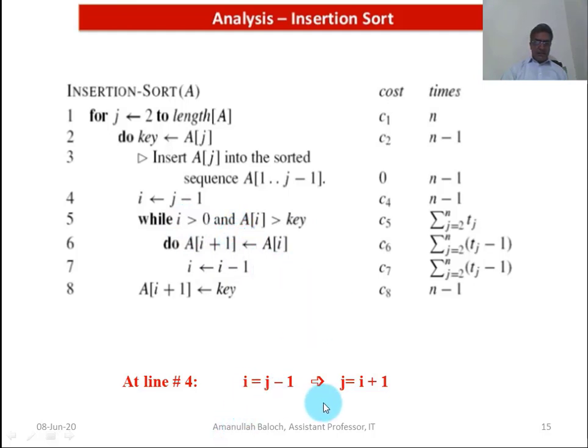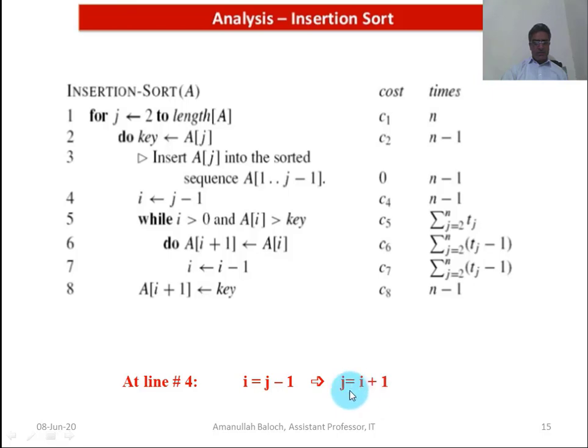Here is a little bit of concept. Here at line number 4, I is equal to j minus 1. If I is equal to j minus 1, then what will be j? On the right hand side we are subtracting 1 from j, and when we move it towards the left hand side, the sign will be changed, and it will become I plus 1 is equal to j.